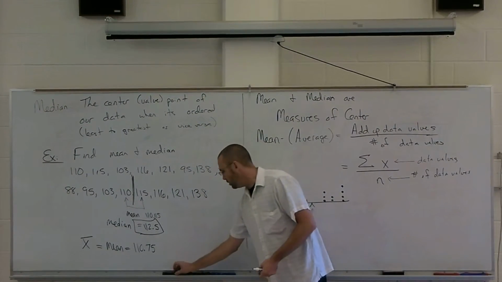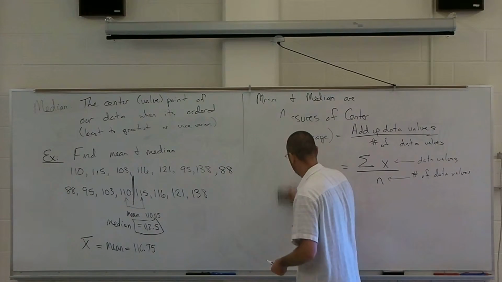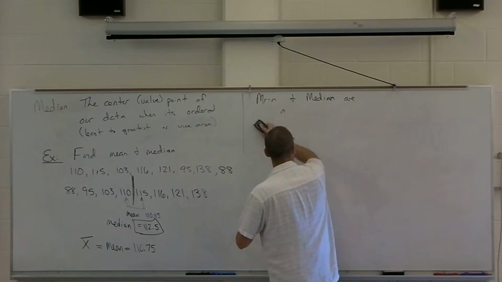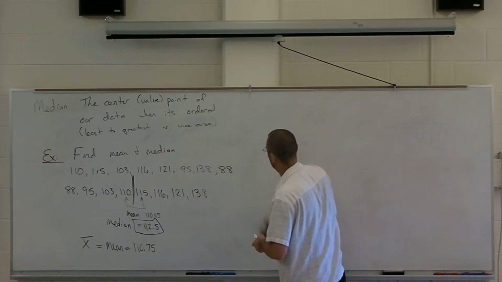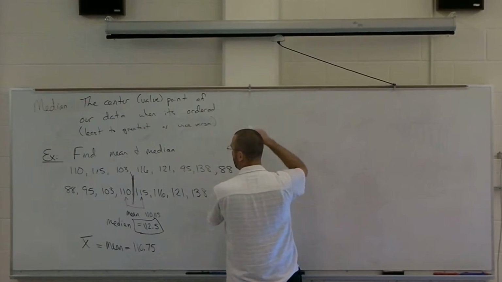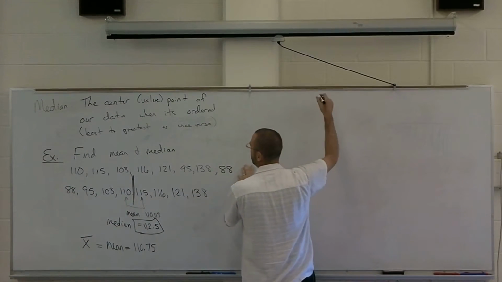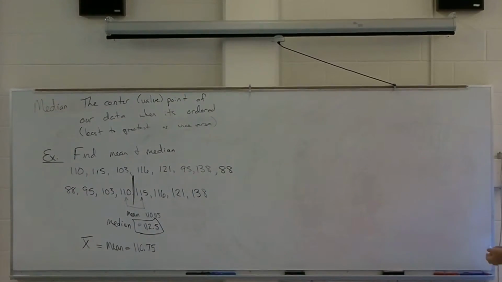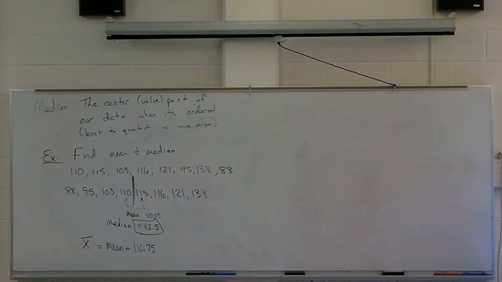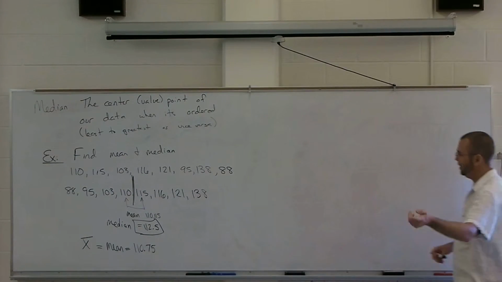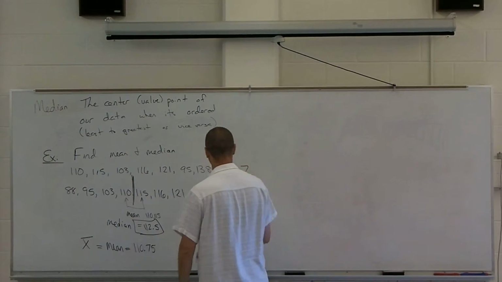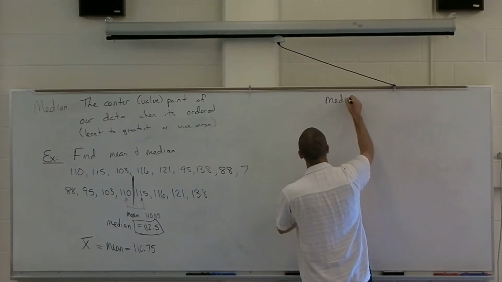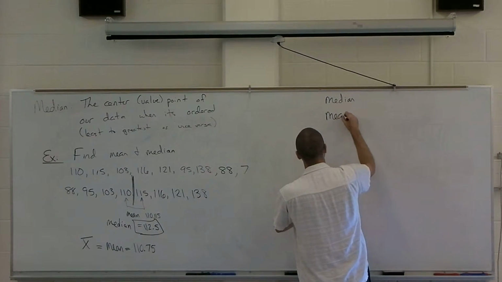Let's take a look at some other aspects of the mean and median. The data we have over here, let's take it again and change it a little. Let's add a single value to this collection of data. So we have our 110, 115, 103, 116, 121, 95, 138, 88. Someone else give me a number. 7. That's a good number, 7. We'll throw 7 into the mix now. Let's calculate the median and the mean of this new collection of data.